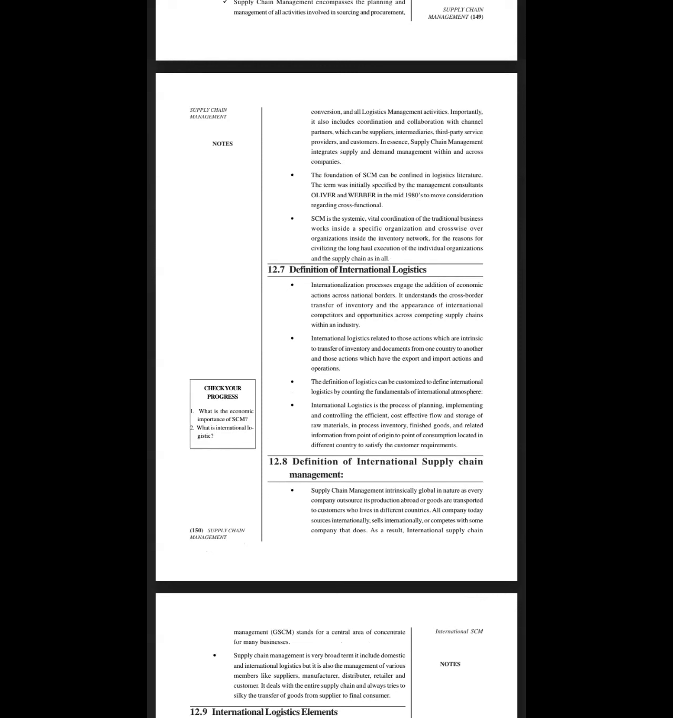International logistics: the internationalization process engages in the addition of economic action across national borders. It involves the cross-border transfer of inventories and the appearance of international competitors and opportunities across competing supply chains within the industry. International logistics reflects those actions which transfer inventory and documents from one country to another, and those actions involve export and import actions and operations.